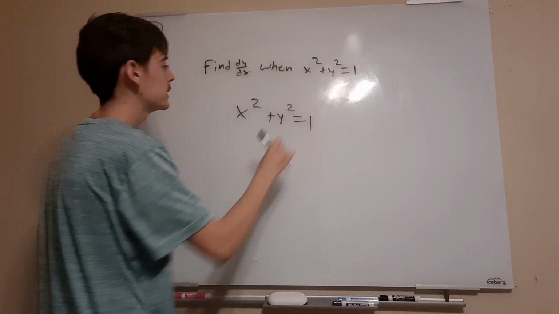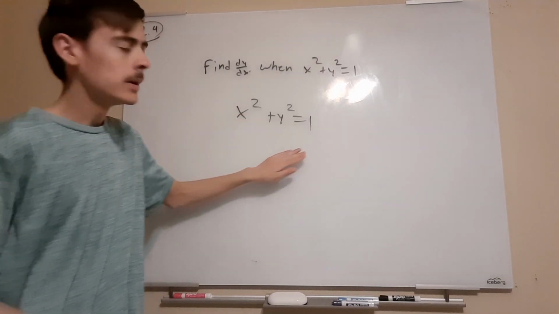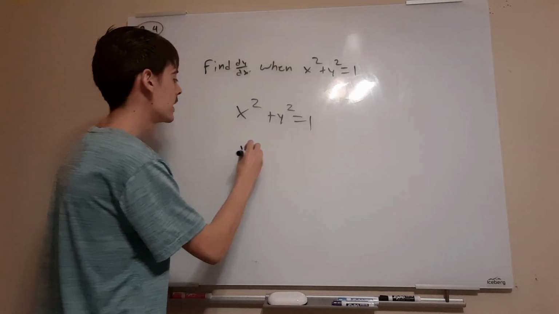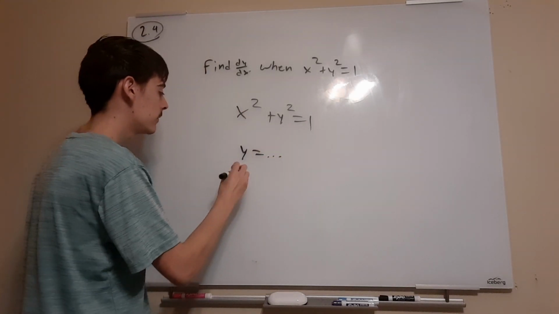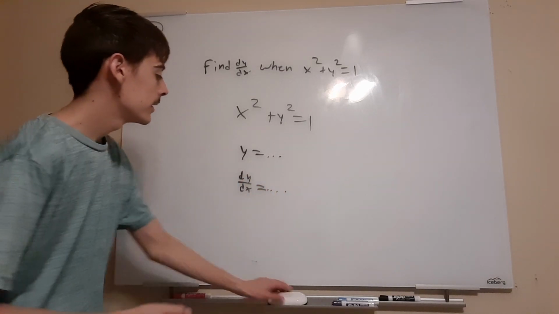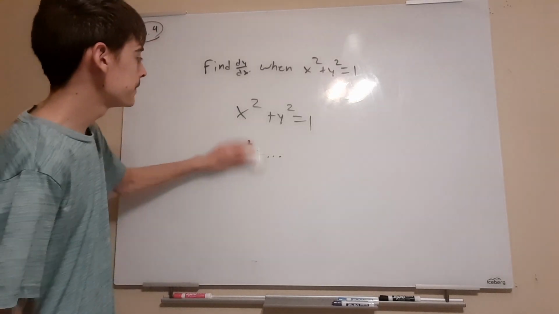If we were taking the derivative of this normally, this x squared is not a problem and this 1 is not a problem. But now we have y squared. Typically when we're deriving, we have y equals a bunch of stuff. We take the derivative, that will make dy dx equal to the derivative of that bunch of stuff. But now we have y squared. So what do we do when it's y squared?